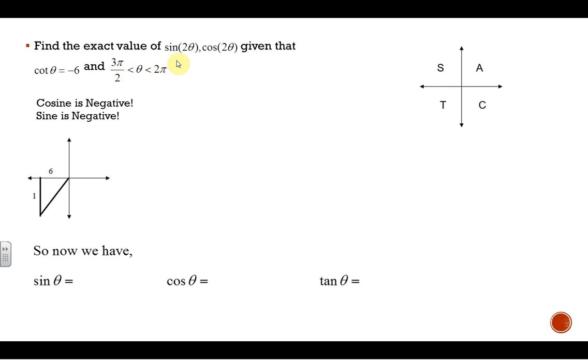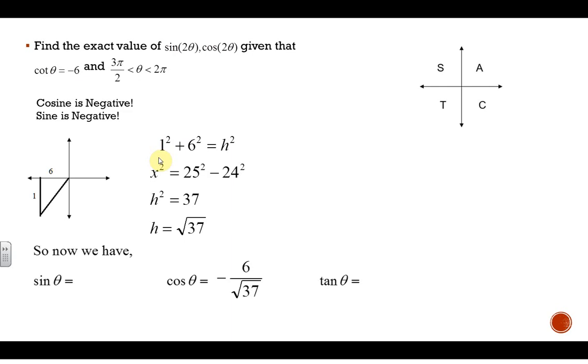Cosine is positive, because tangent is negative and sine is negative. Sometimes we copy and paste and forget to change things. So cosine is positive, sine is negative, and tangent is clearly negative. We know cotangent is adjacent over opposite, so -6 over 1. So 6 is the adjacent, 1 is the opposite. Pythagorean theorem your way through, and now we have tangent, cosine, and sine.